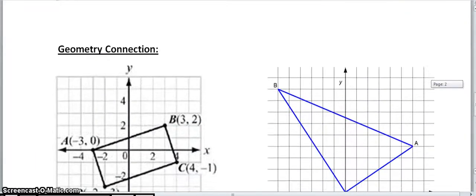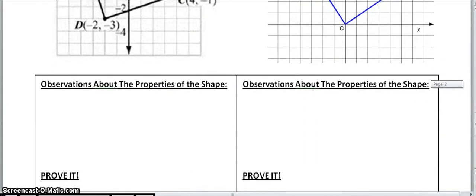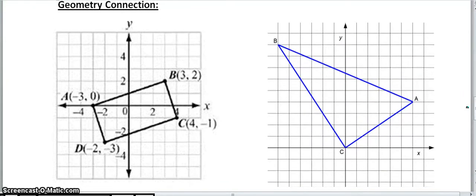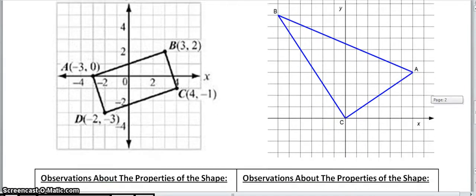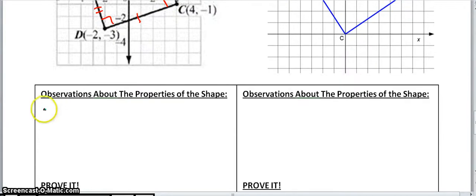So how does this apply to our geometry? What you're basically going to be doing is looking at shapes and proving that they're the shape you think it is using slope. Let me give you an example. If I'm looking at this quadrilateral here, I know it has 4 sides. It kind of looks like a rectangle because I think these are the same, I think these are the same, and these look like 90-degree angles to me. So what I'm going to write about observations is I think it's a rectangle.